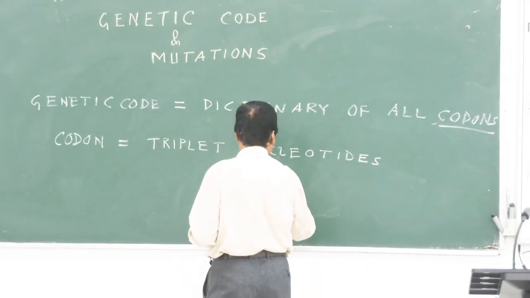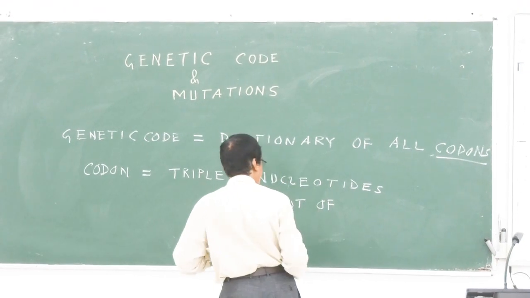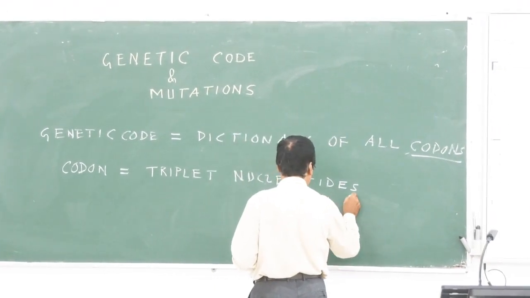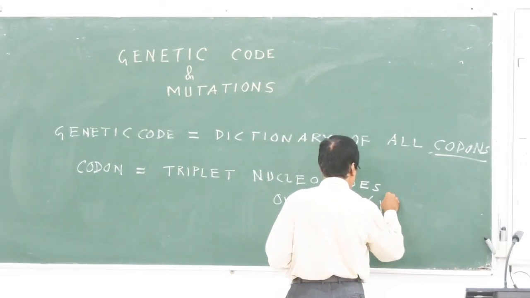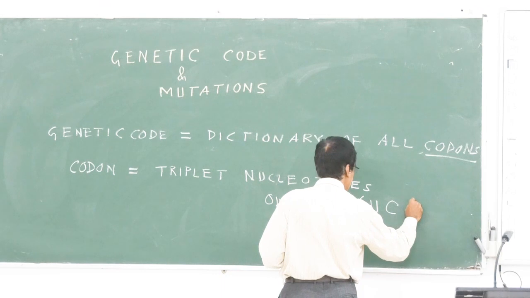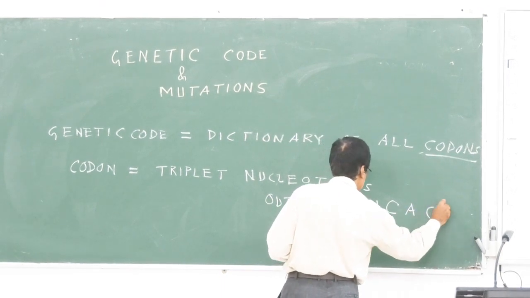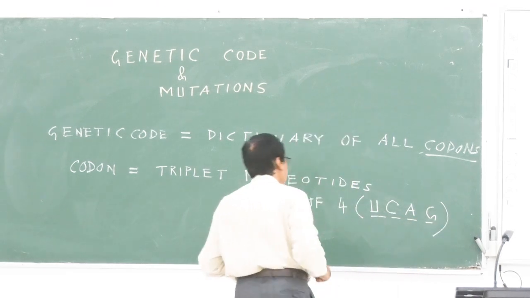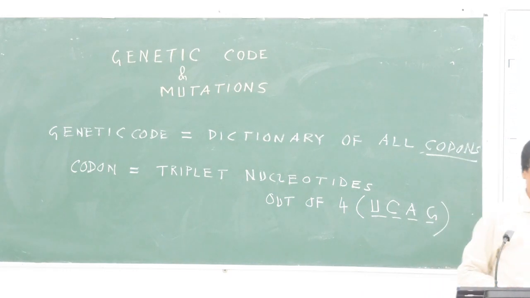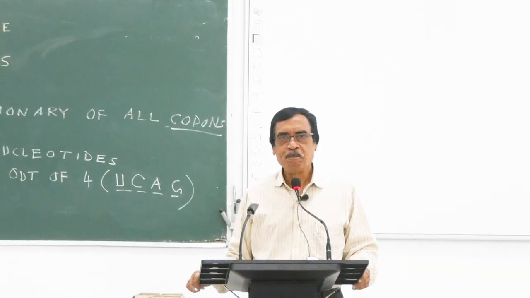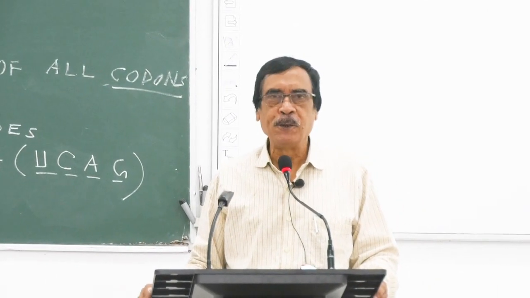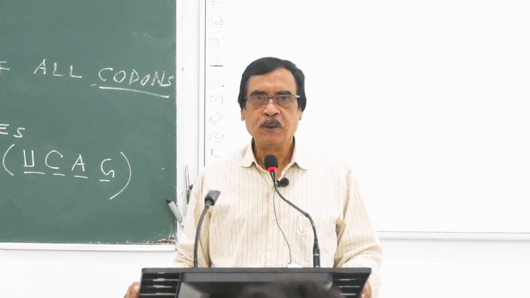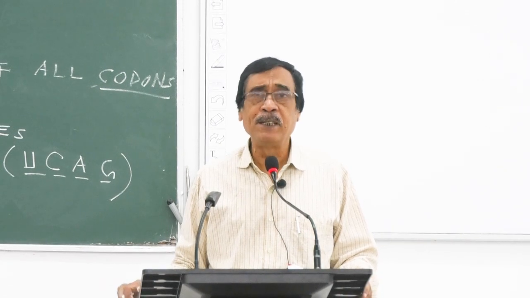Triplet nucleotides out of 4, that is U, C, A, G. Now, why is it not a duplet codon? Maybe a duplet codon, maybe a codon of 4 nucleotides, a quadruplet, but there is no duplet codon, there is no quadruplet codon. Codon is a triplet codon. Why a triplet codon?